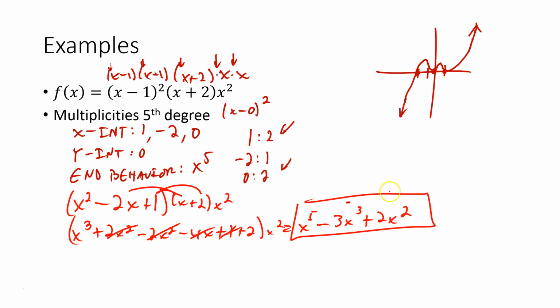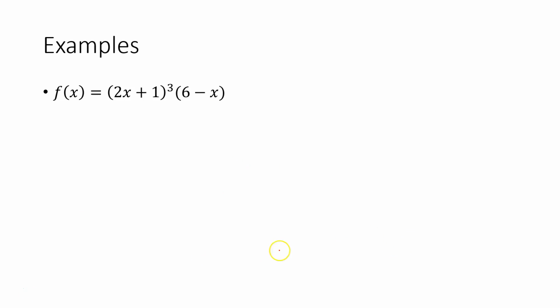And that is our polynomial. Not bad. All right, last example. So this time we've got some multiplicity stuff going on again. Let's see if we can figure it out. Let's do our x-intercepts first.